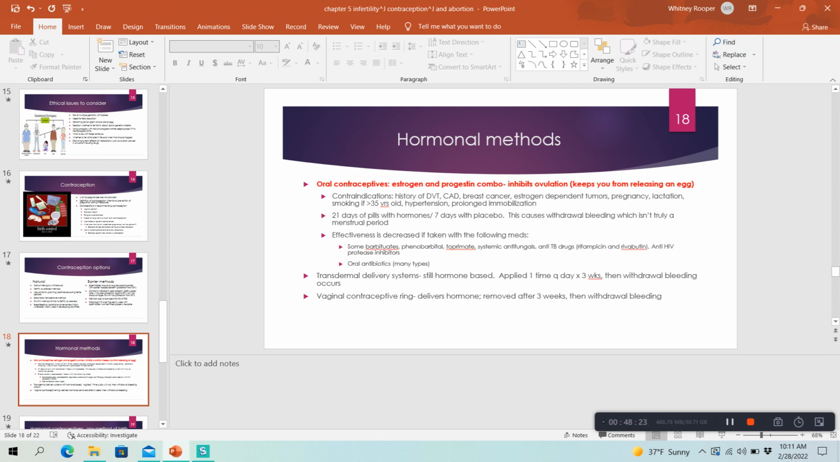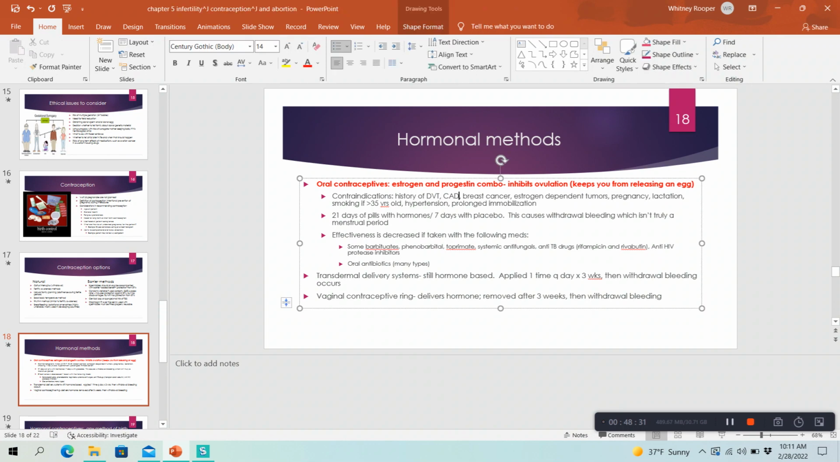Contraindications to the pill. If a patient has a history of DVT, cardiac disease, coronary artery disease, breast cancer, or estrogen-dependent tumors, which means they're fed by estrogen and we're going to give them estrogen, it would not be good. Obviously, if you're already pregnant, we don't want you on the pill. If you're breastfeeding, we don't want you on the pill. If you're smoking and you're over 35 years old, you're not a candidate. If you smoke and you're over 35, you don't get the pill. It is a no-no. The risk of blood loss is too high.